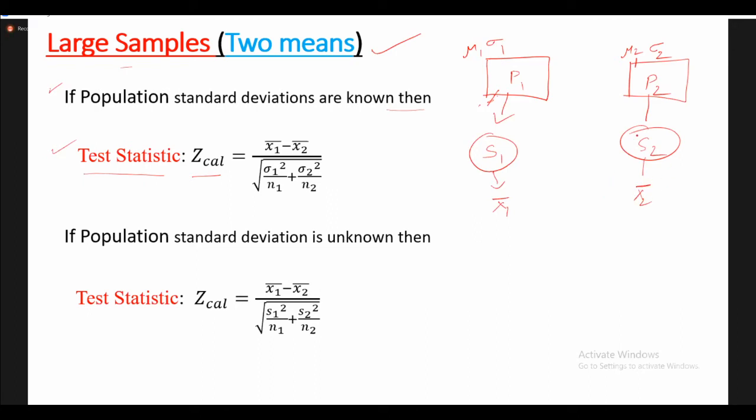Here what you are testing: this random sample is drawn from a population with mean mu1, and this random sample is drawn from a population with mu2, with the same means. Mu1 is equal to mu2. There is no difference between the population means. In real life, I will give one example.